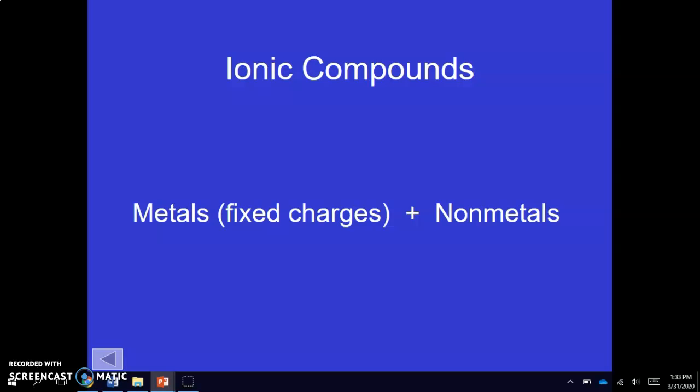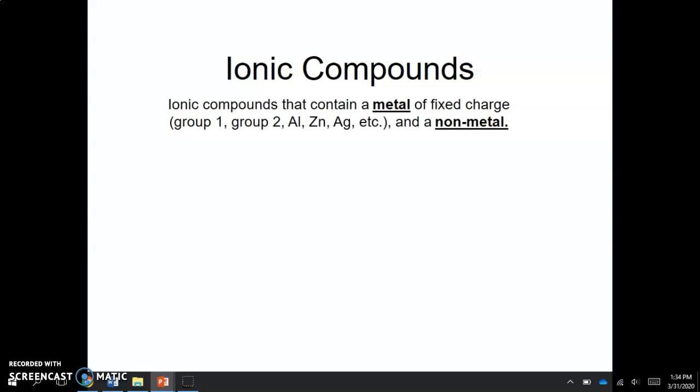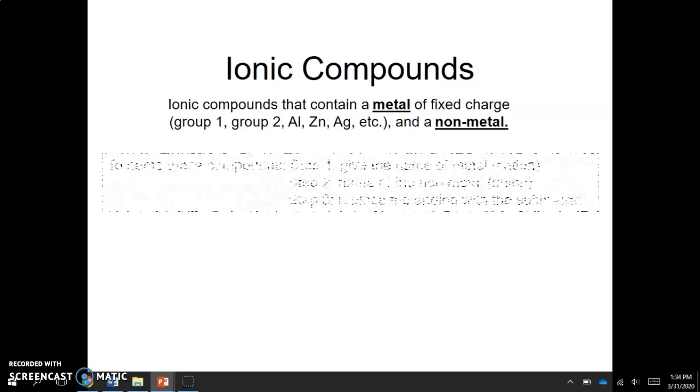Remember, this is just a review. An ionic compound has a metal with a fixed charge and a nonmetal. Remember the overall charge of an ionic compound is always 0. We learned that in yesterday's lesson, but we're going to have our metal and our nonmetal bound together. Ionic compounds are those that contain a metal of a fixed charge. Group 1 elements are alkali metals, group 2 are alkaline earth metals, aluminum, zinc, silver, etc., and a nonmetal. Your transition metals can be in these compounds as well.